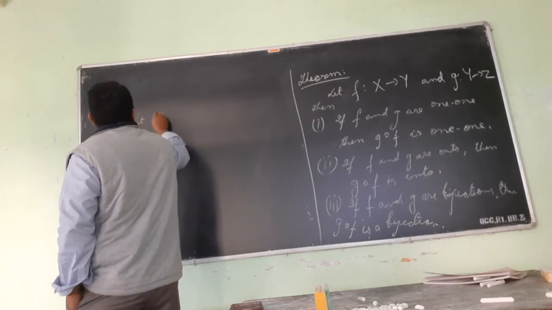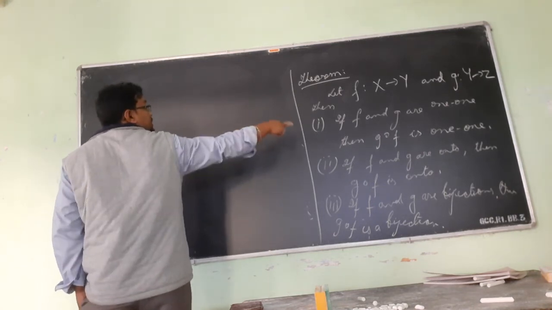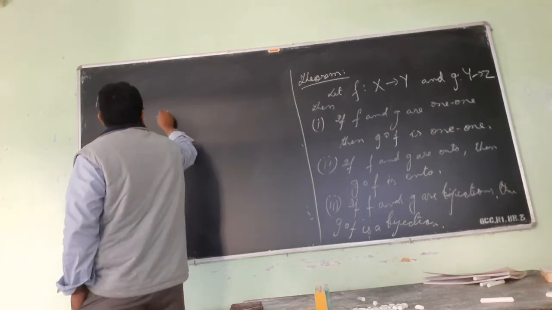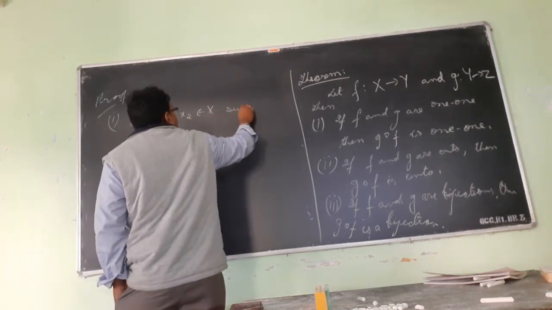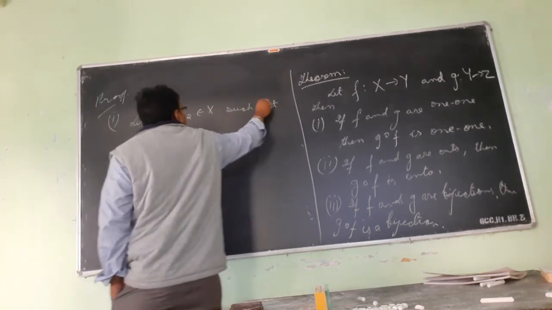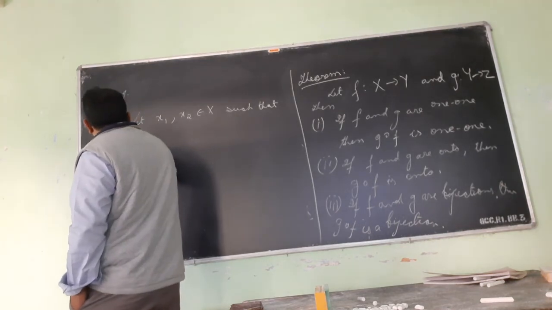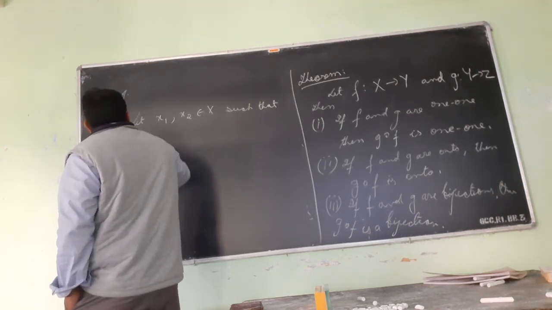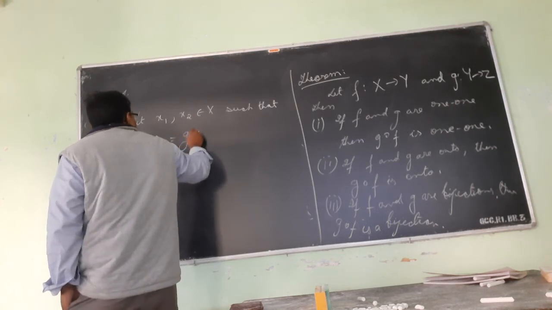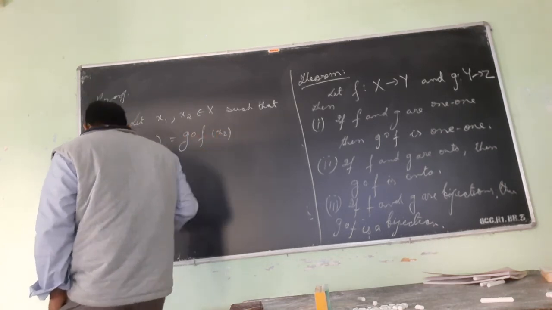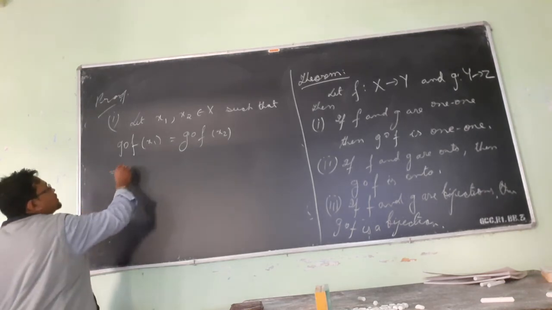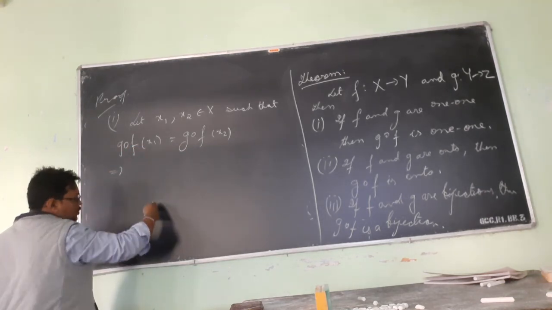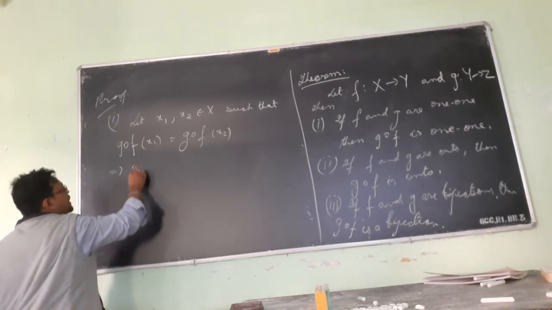So let us take GOF, a function from X to Z. We will take two elements from the domain, x1, x2 belonging to X, such that if their images are equal, I have to show that the elements have to be equal. So GOF of x1 equals GOF of x2. I'll show it in two ways. This is one way. Ultimately I have to conclude that x1 and x2 are equal. So just apply the definition.